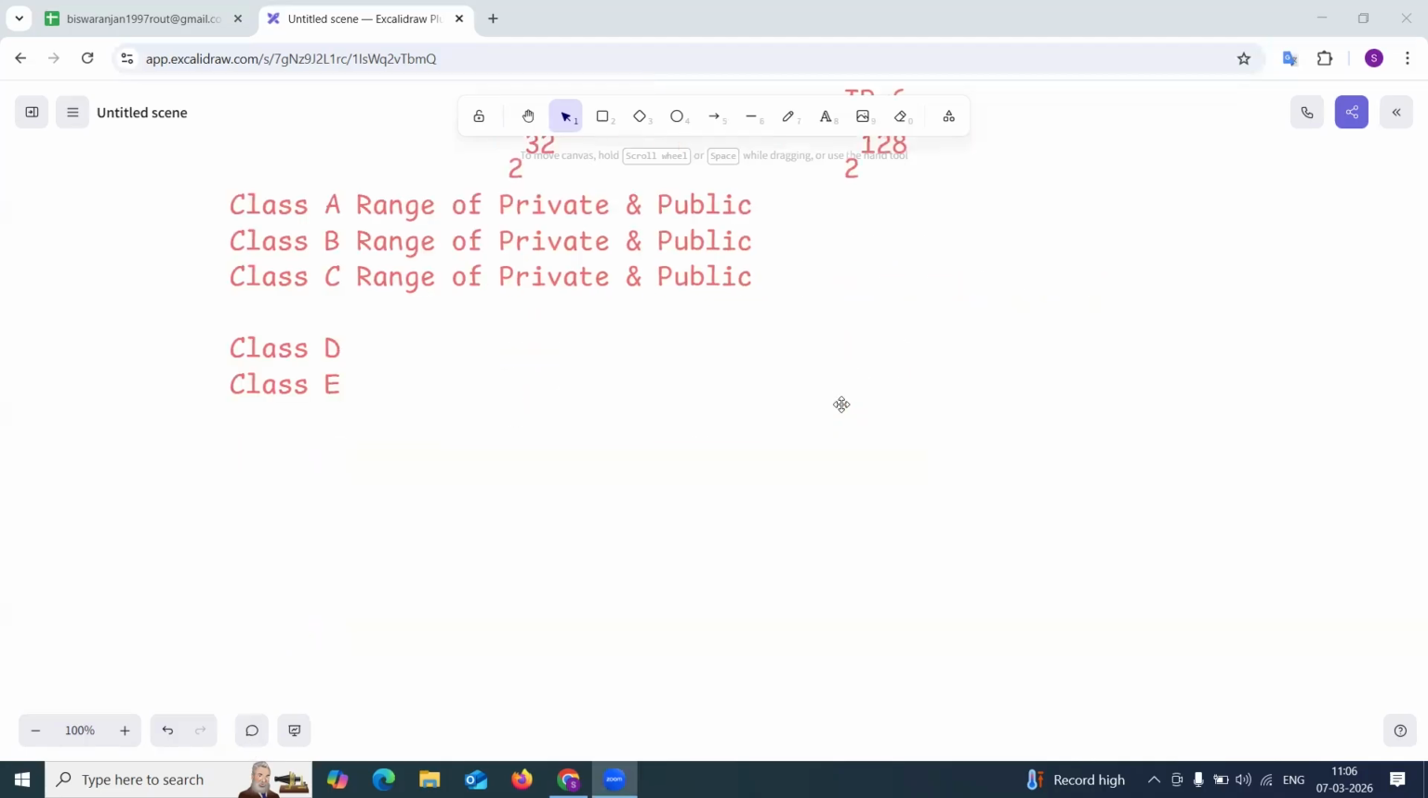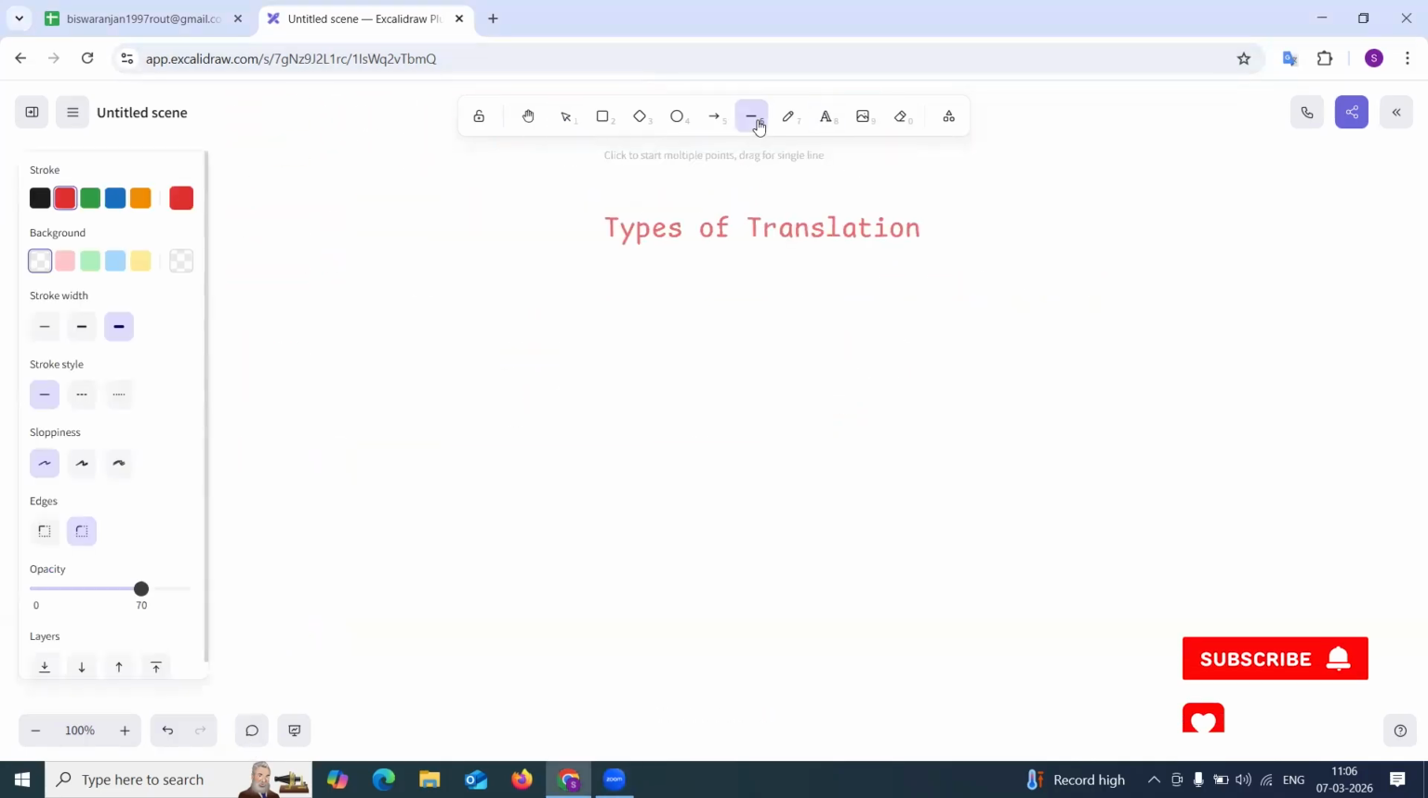Now let's discuss the types of translation. Basically we have two types of translations.